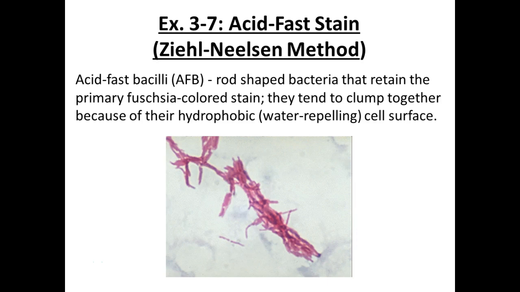And AFB is a common abbreviation, as I said earlier, stands for acid-fast bacilli. So these bacteria are all rod-shaped. They retain the primary stain, which is this carbolfuchsin, this fuchsia color, this purplish pink. They also tend to clump together, as you can see here. And this is because they're hydrophobic, they don't like water. And so they just kind of get clustered together when we're preparing them for staining.